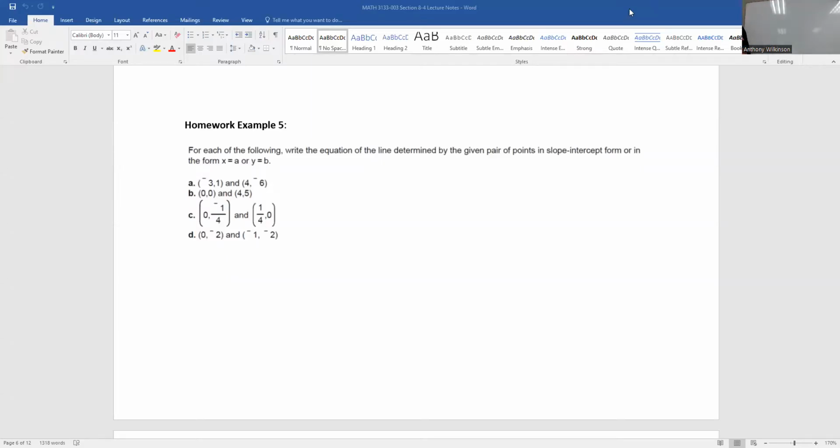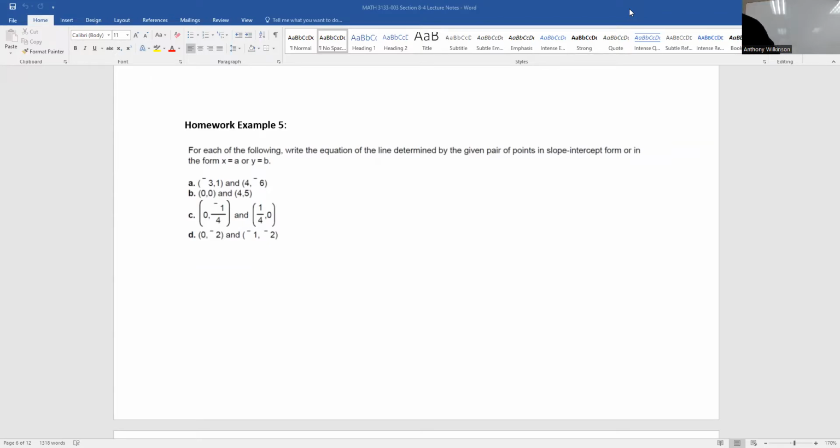All right, so what I'm going to do today is go ahead and finish the rest of section 8.4. Just focus on 8.4 and finish that today. So far we did talk about the Cartesian coordinate system and also equations of vertical and horizontal lines. And then we talked about equations of lines and slope.